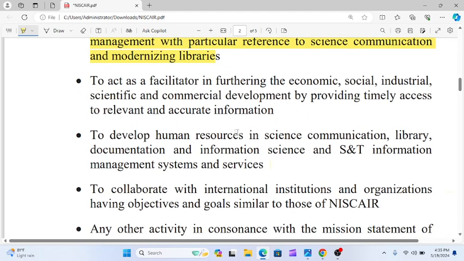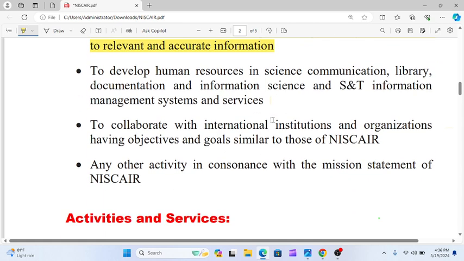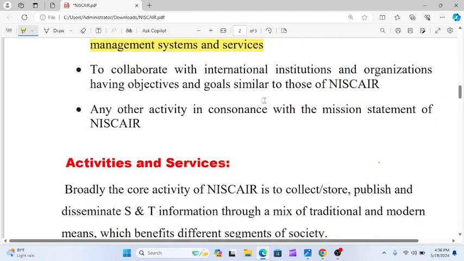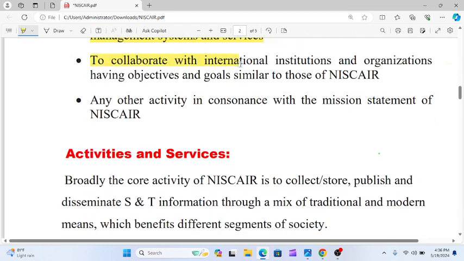Next, to harness information technology applications and information management, with particular reference to science communication and modernization of libraries. To act as a facilitator in furthering economic, social, industrial, scientific, and commercial development by providing timely access to relevant and accurate information. To develop human resources in science communication, library documentation, and information science and technology information management systems and services. To collaborate with international institutions and organizations having objectives and goals similar to those of NISCAIR. Any other activity in consonance with the mission statement of NISCAIR.